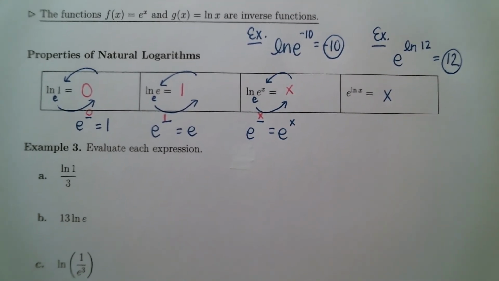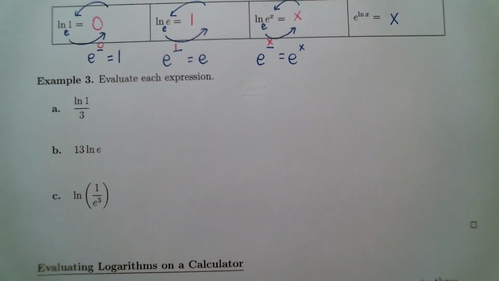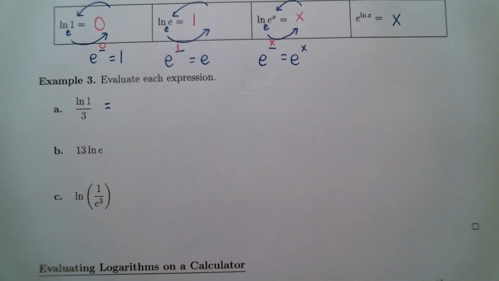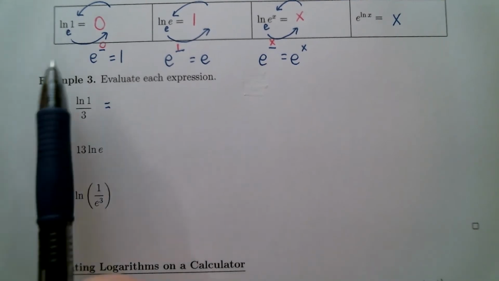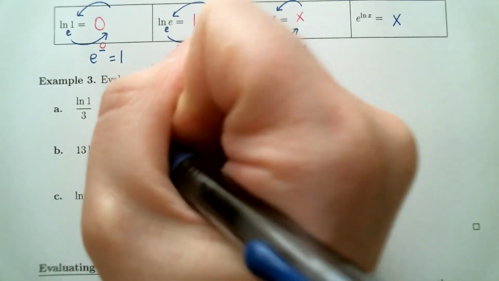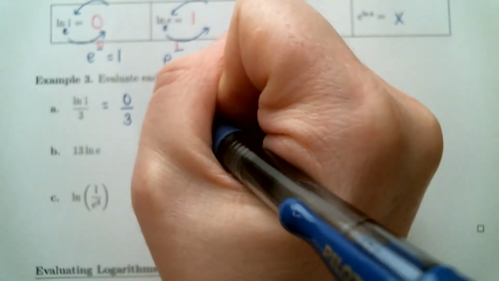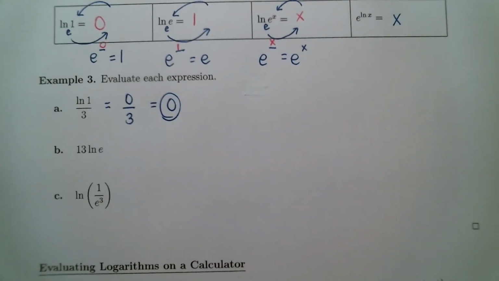All right. So in example 3, we are going to evaluate each expression. Basically, we're going to turn each of these into a single number. In the first one, the natural log of 1 divided by 3, well, remember from this property, the natural log of 1 is 0. So the numerator is 0, the denominator is 3, and 0 divided by 3 is 0. So that's the answer to part A.